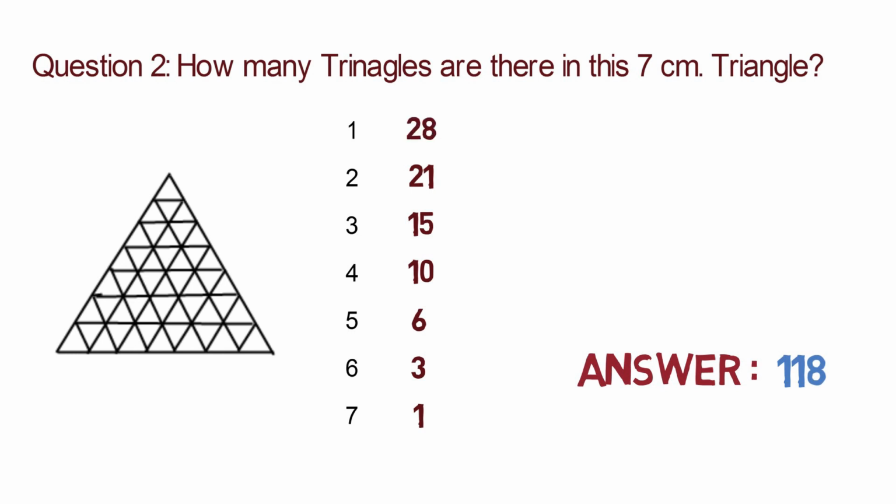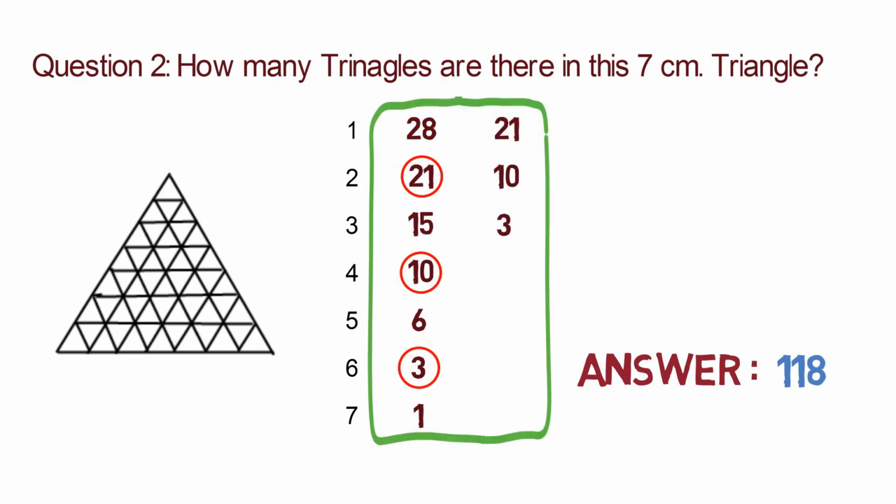For the second part, starting from the top, we take the alternate numbers. That is, we take 21, 10 and 3 and write them in the nearby column. Lastly, we add them all up and get our answer.